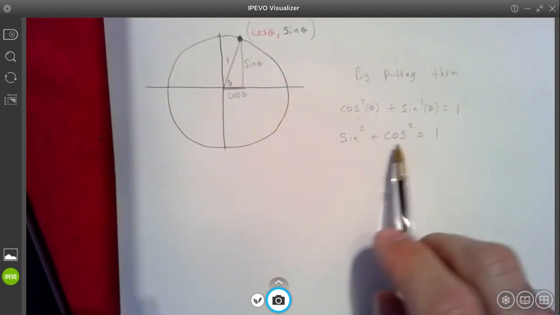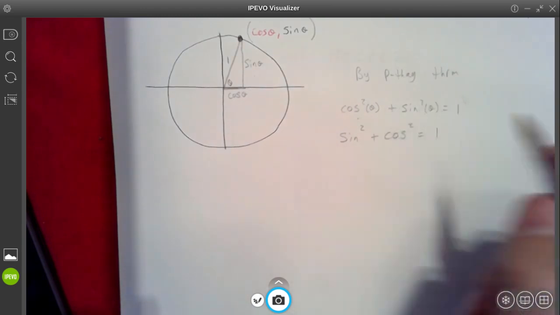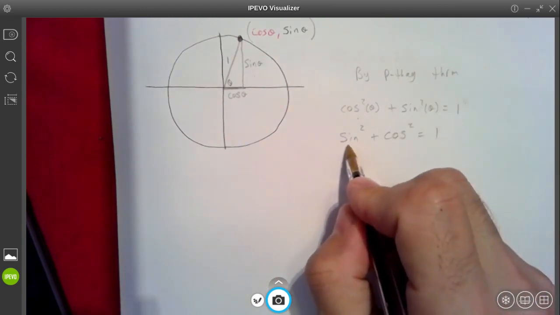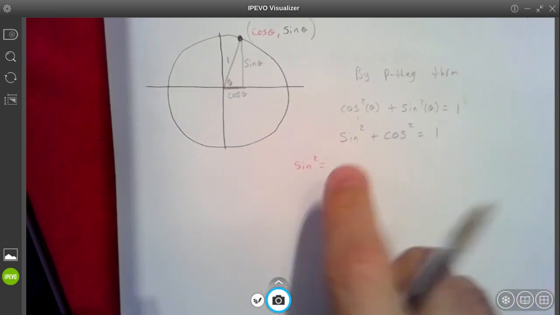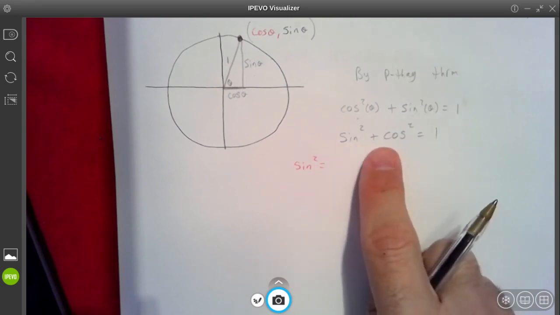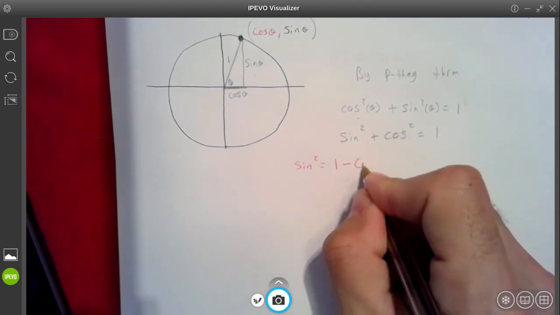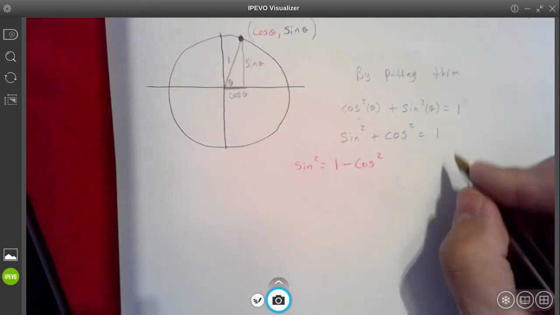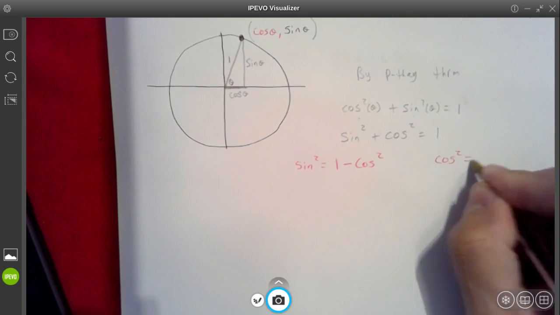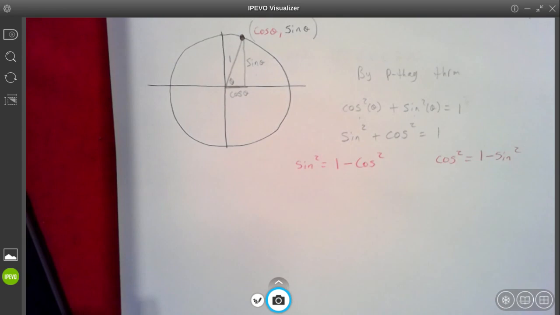Now, what I want to do is take this and do a little bit of algebraic manipulation, kung fu, whatever you want to call it. If I solve for sine squared, if I just isolate the sine squared, I would have to move this cosine squared over here. So that would be 1 minus cosine squared. Okay, and vice versa, if I solve for cosine squared, I would get cosine squared is equal to 1 minus sine squared. That's nice. It's helpful.